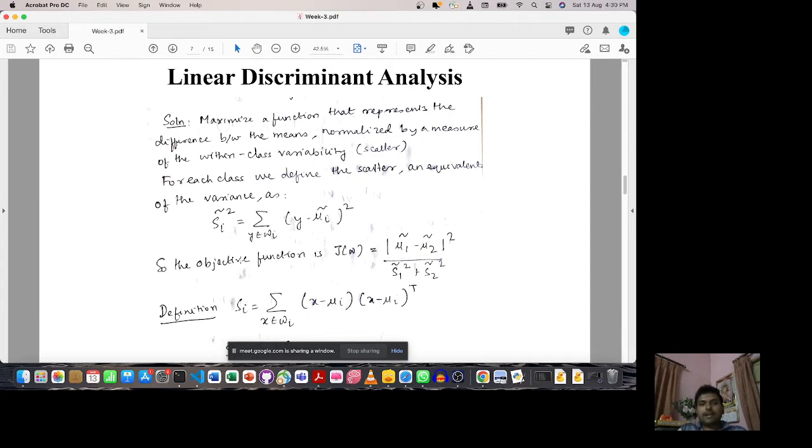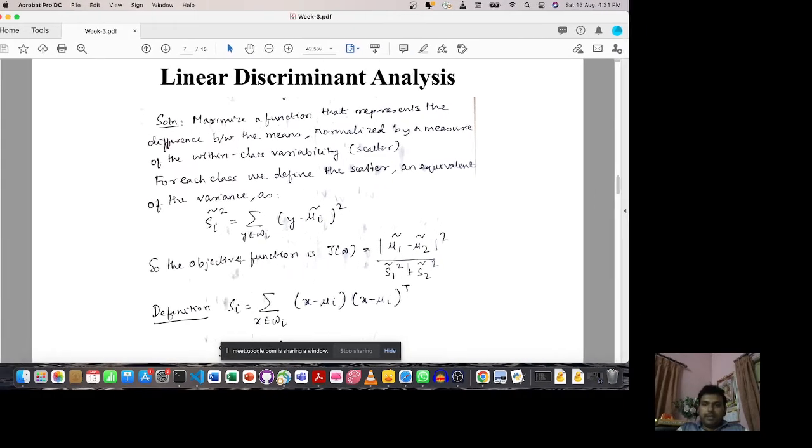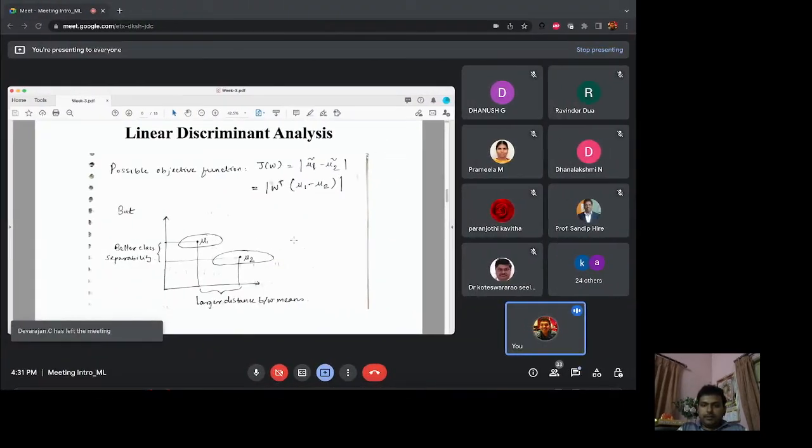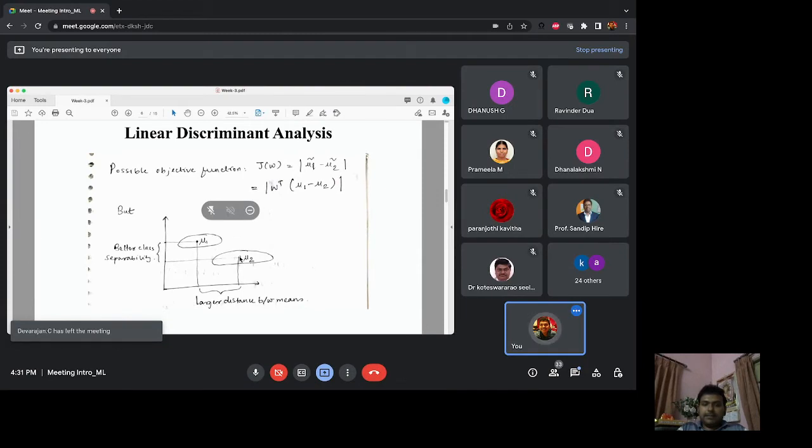So, for each class we define the scatter. This is also the definition of variance, given by Si bar square equal to y minus mu i bar whole square. So, what is it giving? It is saying that you have a point and this is the mean. Tell me how far away I am from the mean, and sum them up across all the points in the particular class.